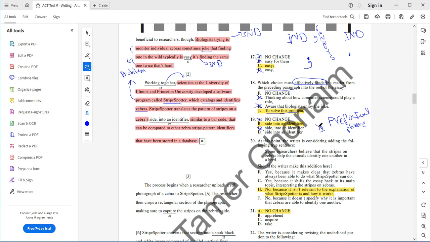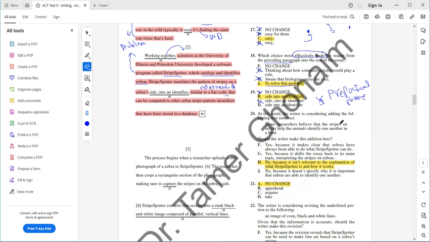Now you have to find. Take care. Is it set into an identifier after the comma, or set into an identifier and no comma? We know that the right answer is with the comma. Why? Look here at the comma. Why did he put a comma here? Because this is not essential. So comma before and after. Clear, engineers? Yeah. So comma before and after. Dr. Ahmed, number 20.